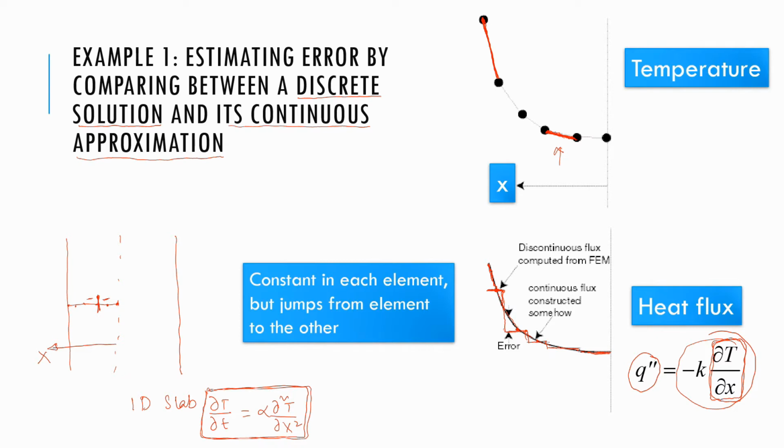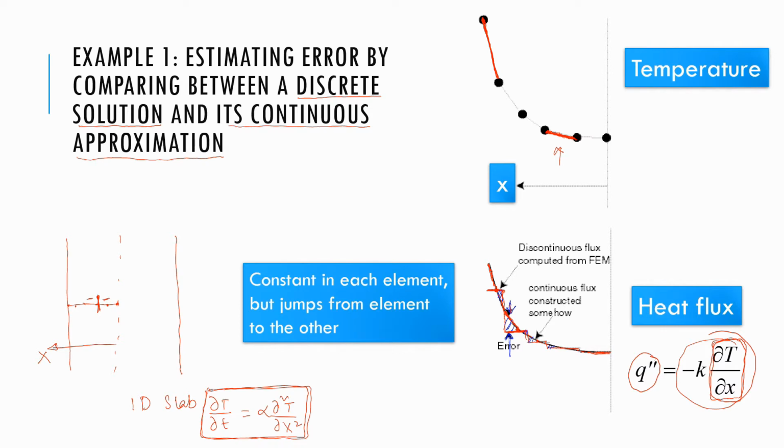And so we use this improved solution as a proxy to the true solution and define error this way. So this is my improved solution, and this was the one calculated from finite element. So my error is the difference between these two. So this is my error, and here is error, and so these are all errors now. So that is how we're going to define the error.